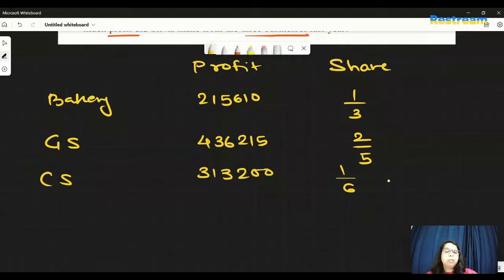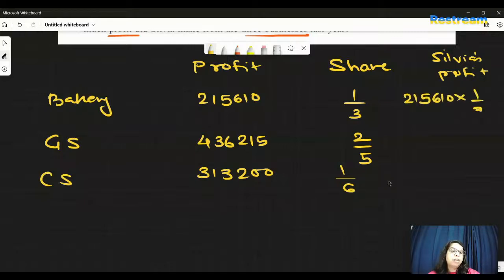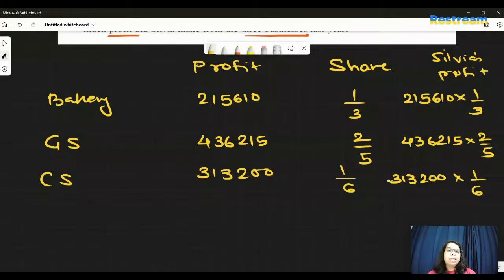So we will say Sylvia's profit. We can make a third column. So that is going to be 215,610 multiplied by 1 by 3. 436,215 multiplied by 2 by 5. And 313,200 multiplied by 1 by 6. So let's find out these values.